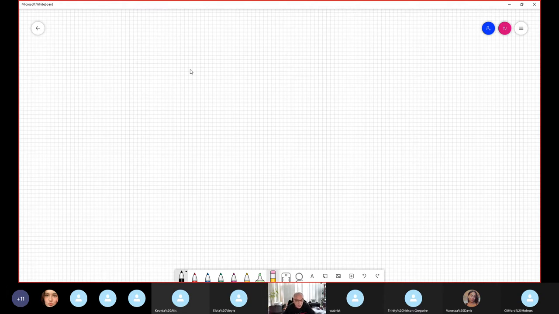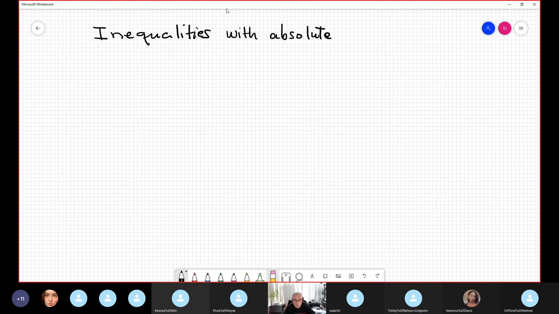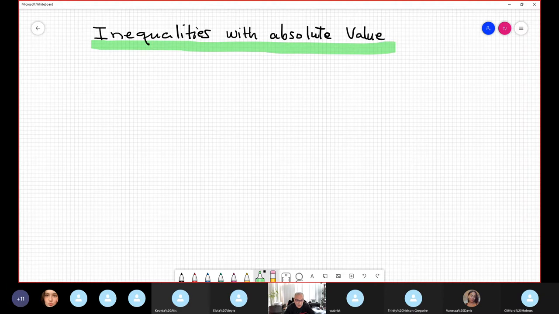Okay, let's focus now on the inequality. The inequality is a little bit more complicated. Inequality with absolute value. First of all, we have two kinds of inequality: the inequality that contains less than, and the inequality that contains greater than. This is a completely different way, a completely different rule. Let's focus on the case less than.